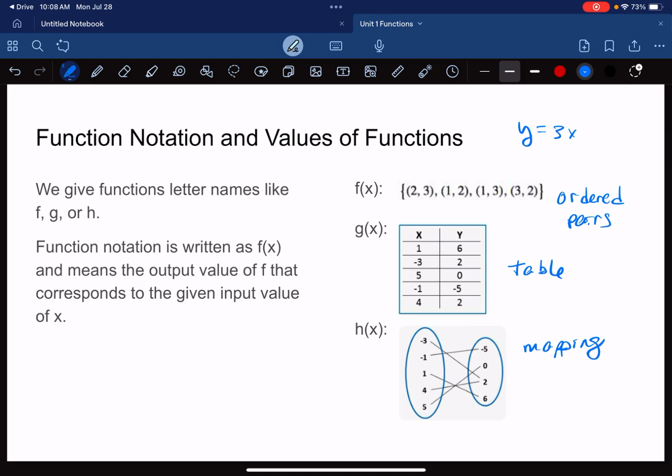Okay? So what function notation means, written as f of x, or f with x in parentheses, is the output value of f that corresponds to the given input value of x. So x being in the parentheses is saying we're taking a value of x and plugging it in place of x, or we're looking for x in our table or ordered pairs, and then we're going to find its corresponding f value, or what is f of x. So we're looking for the f that corresponds to our value of x that we chose, okay?